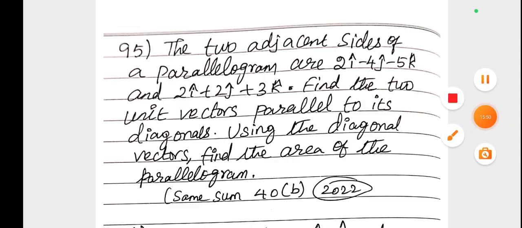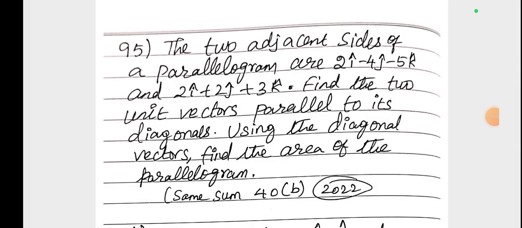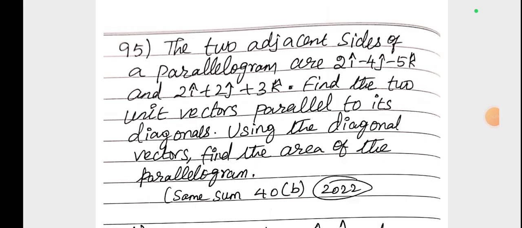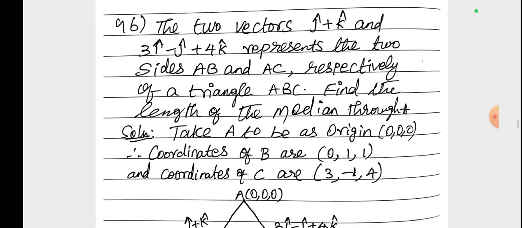The 95th question, again the same question is there, we have done in 40B. So kindly go through if you do not remember this question. Whether I have done it or not, that is different. Whether you know to do it or not only matters. Go with the 96th question.